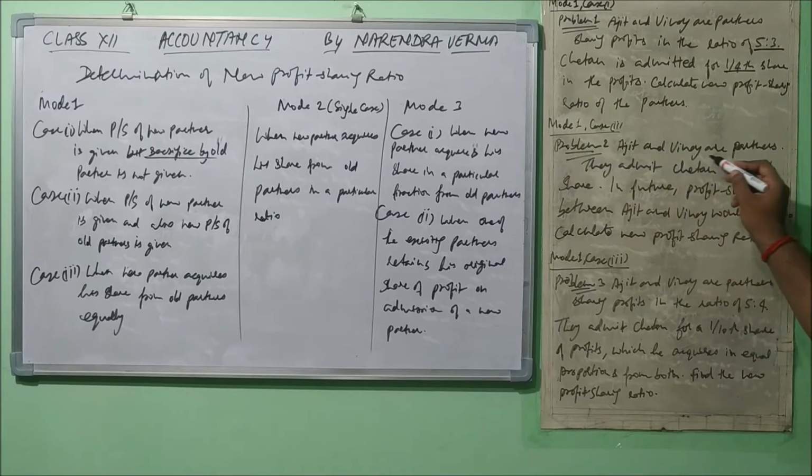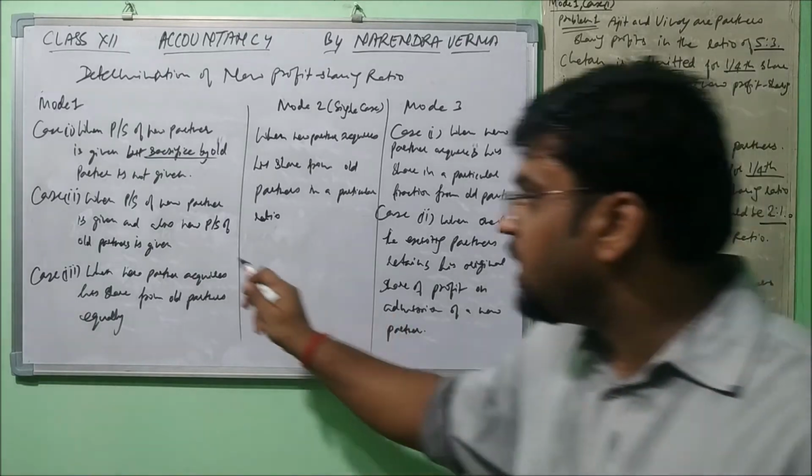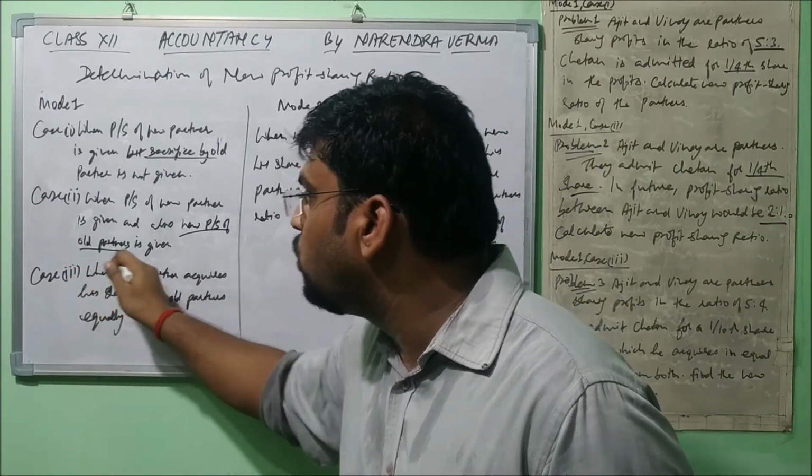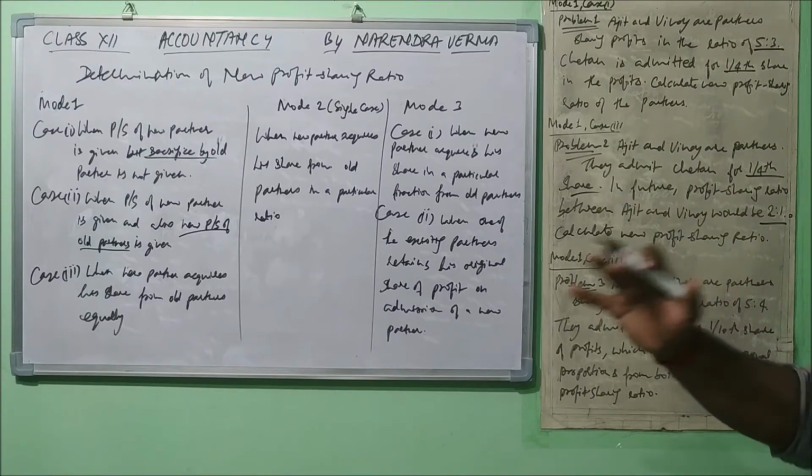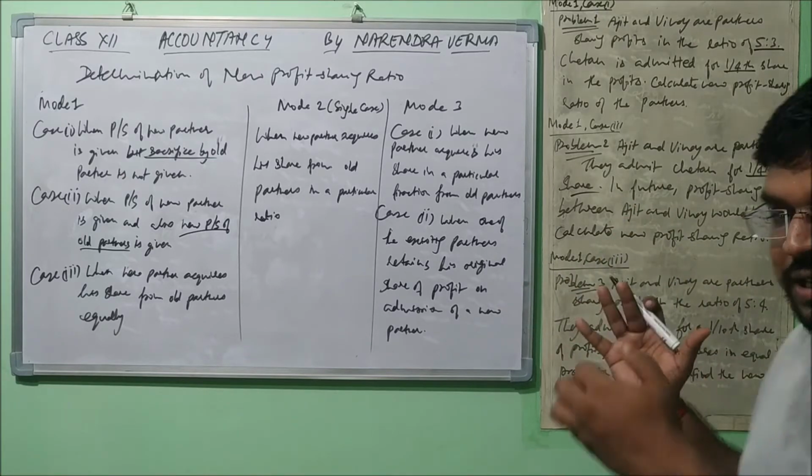Now the second case: Ajit and Vinay are partners, they admit Chetan for 1/4 share. The new partner's share is given, right? In future, the profit sharing ratio between Ajit and Vinay would be 2:1. So that is the new profit sharing ratio of the old partners, and that is given. How will we attempt the question? I'll explain. First I am explaining how the cases are applied.